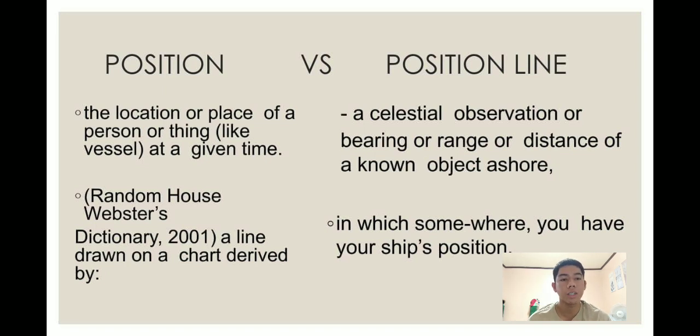Position versus position line. Position: the position located or place of a person or thing, like a vessel, at a given time (Random House Webster's Dictionary, 2001). A position line is a line drawn on a chart derived from a celestial observation or bearing or range or distance of a known object, somewhere along which you have your ship's position.